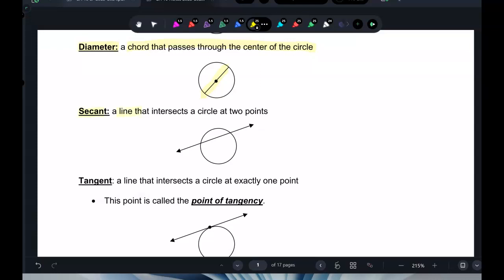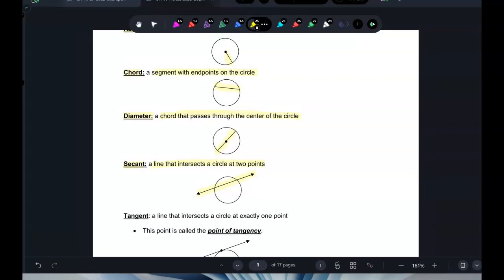A secant is a line that intersects a circle at 2 points. So if we took a chord and extended it, it would be a secant, right? Because here's a chord, but if we extended it, it turns it into a line.